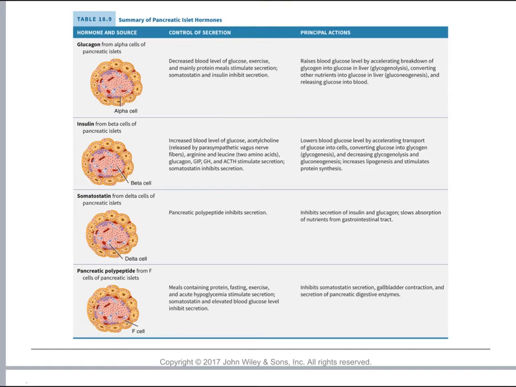Now, table 18.9 puts everything we talked about on the last slide in a nice, neat little package. That's one of the great things about these tables. So if you've missed anything in my little discussion, you can pull out your information here. All the different cells, alpha, beta, delta, and our F or PP cells or pancreatic polypeptide cells, what they control for secretion and what their principal actions are. So again, a great table to kind of review everything.